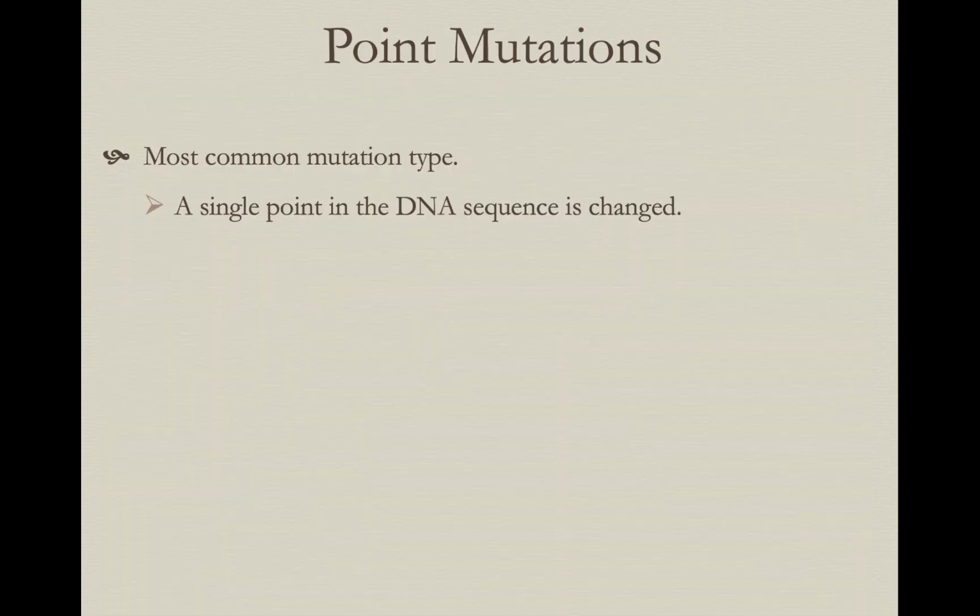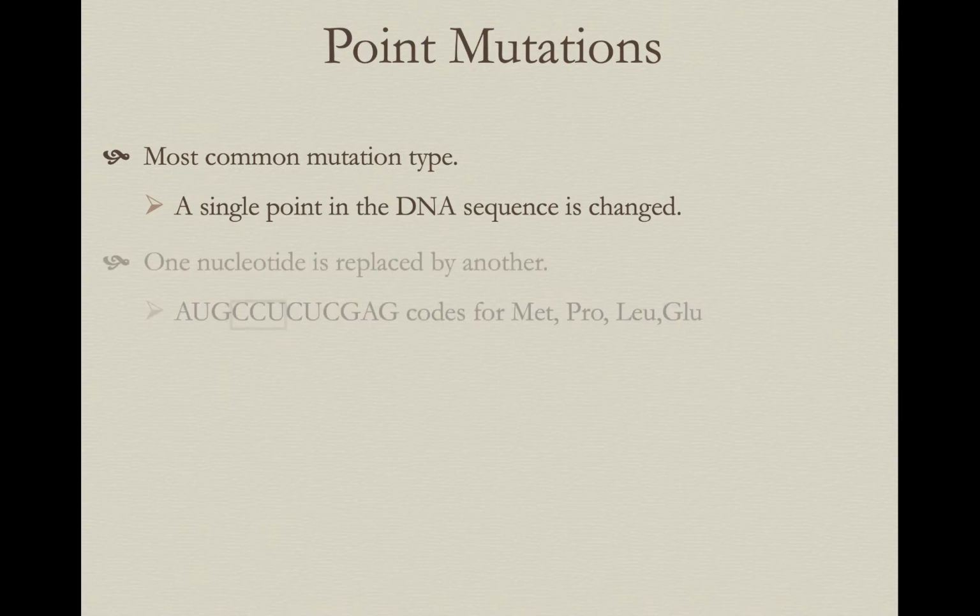All right, well, let's go through the different types of mutations. We're going to start off at the small scale and increasingly get to broader and broader major changes in the DNA. So the simplest type of mutation is called a point mutation. It's also the most common type of mutation. This is where a single point in the DNA sequence is changed, so a single nucleotide, so one nucleotide being replaced by another.